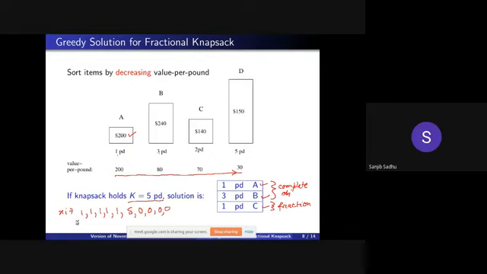This is object 1. I am saying object 1. This is object 2. Which fractions? How much fraction are you taking? Is it clear what I am saying? Yes, sir. Only the last items. You will fill in, take some fraction, and after that you will not take any other objects in the case of the fractional knapsack problem.